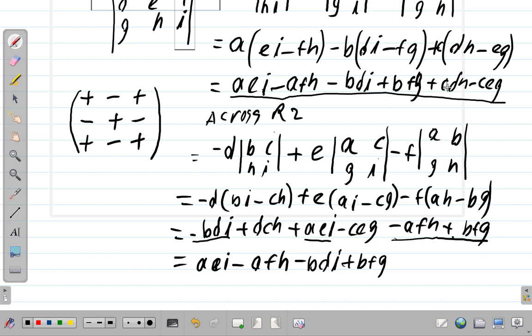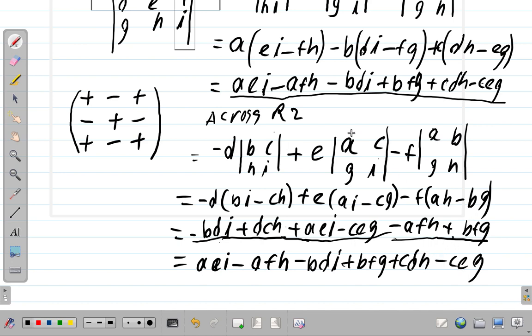Alright. Up here, we have a CDH. Let's see if we have any CDH. There's a CDH here. Is there a CDH down here? Right, here it is. I wrote it as DCH. CDH. Plus CDH. Alright. There's a minus CEG up here. Is there a minus CGE down here? CEG. Right, there it is. Minus CEG. Okay.